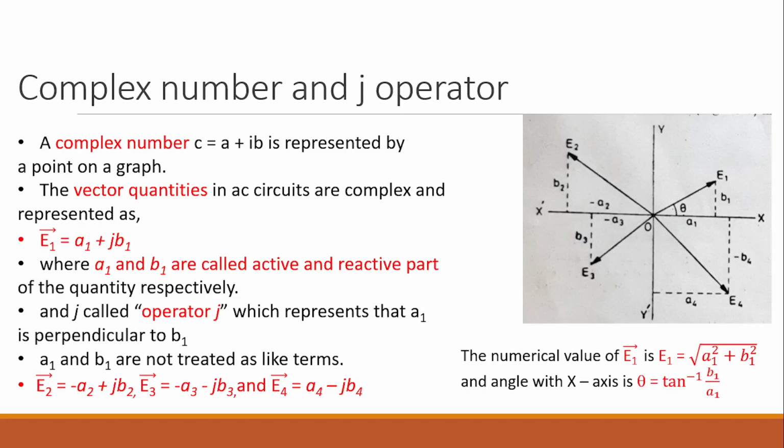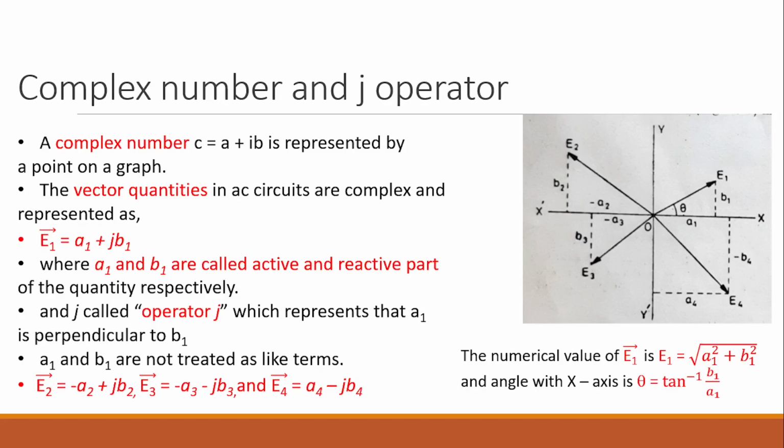A complex number can be represented as C equal to A plus iB. Here A is called the real part, B is called the imaginary part, and i is known as the imaginary number whose value is square root of minus 1. Similarly, the vector quantities in AC circuits are complex quantities and can be represented as, for example, vector E1 equal to A1 plus jB1.